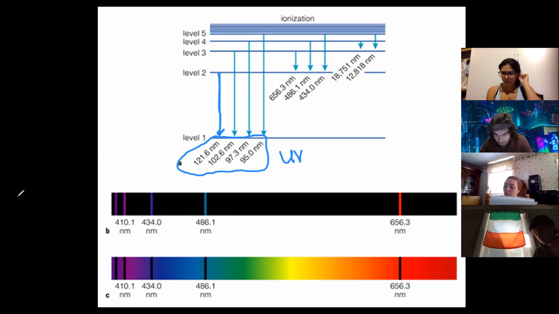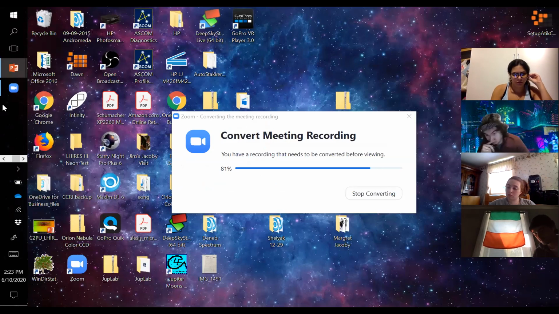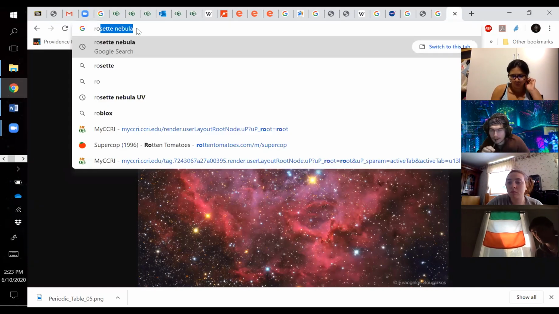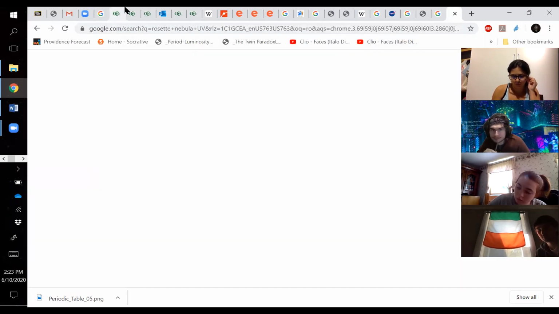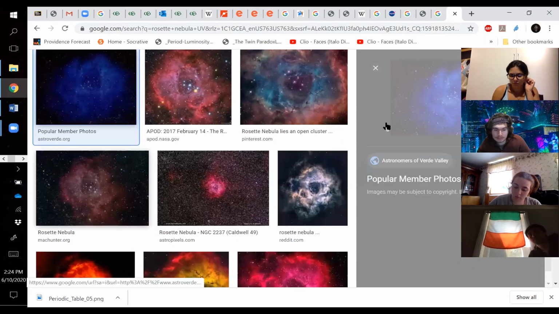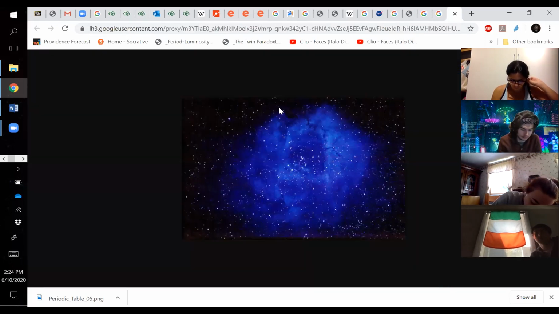So actually, if we look at the Rosette Nebula in the UV, I'm still recording, right? Yeah. You can usually see the 2 to 1 transition. And we can actually look at the Rosette Nebula at different wavelengths of light to see different types of atomic physics at work. This is what the Rosette Nebula looks like in the ultraviolet. You'll notice the stars don't look quite the same, but you can see the hydrogen gas there is emitting the 2 to 1 transition.